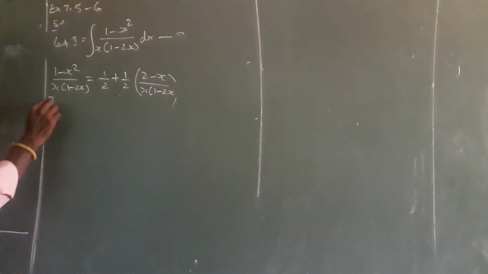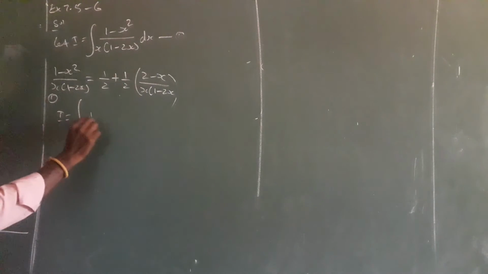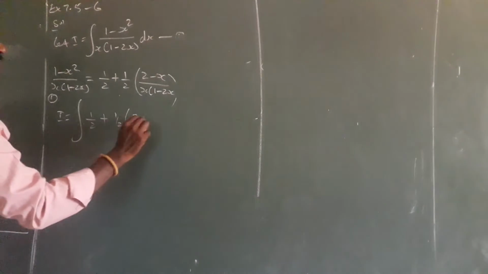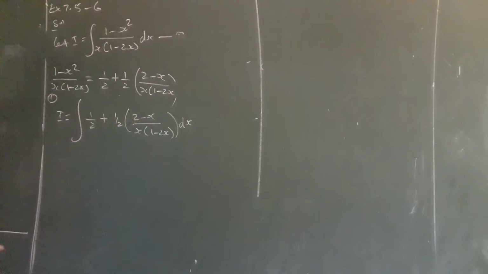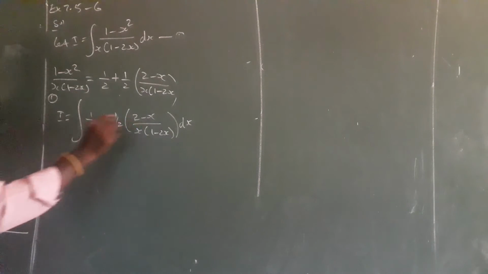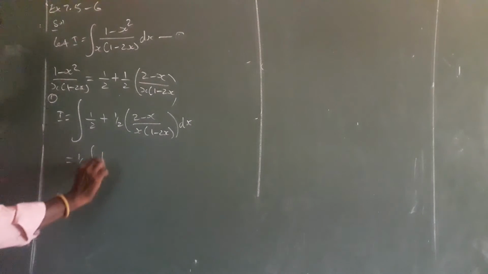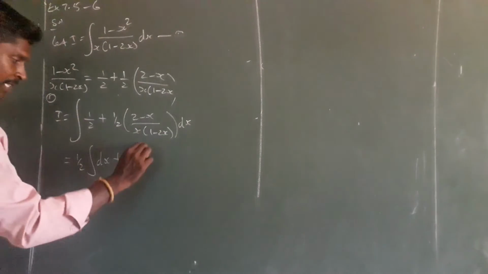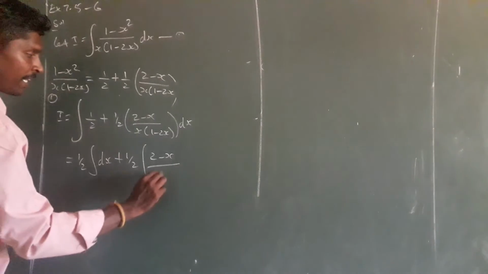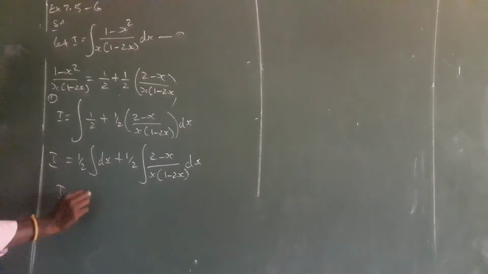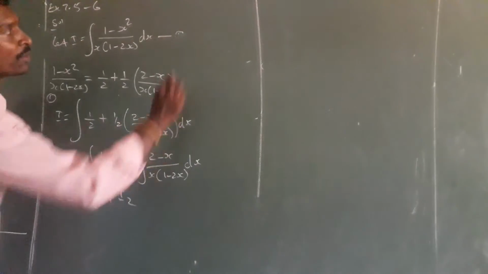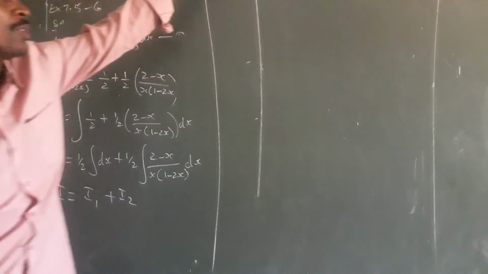Therefore, from equation 1, I equal to integral of 1 by 2 plus 1 by 2 into (2 minus x) by x into (1 minus 2x) into dx. Now we can multiply inside and I can write the sum of two terms. So 1 by 2 into integral of dx, plus 1 by 2 as a coefficient into integral of (2 minus x) by x into (1 minus 2x) into dx. This is I. We consider I equal to I1 plus I2.